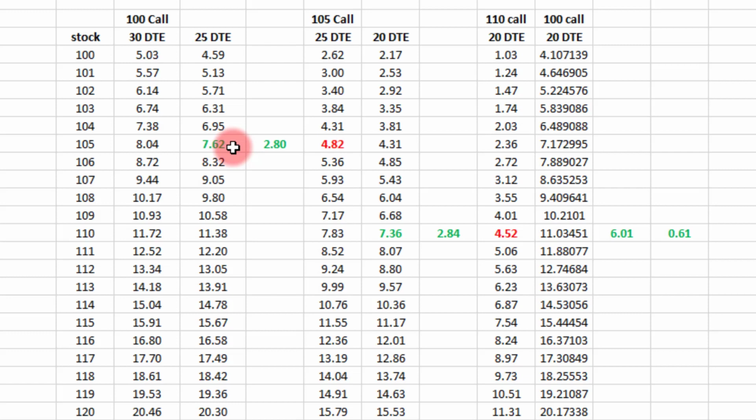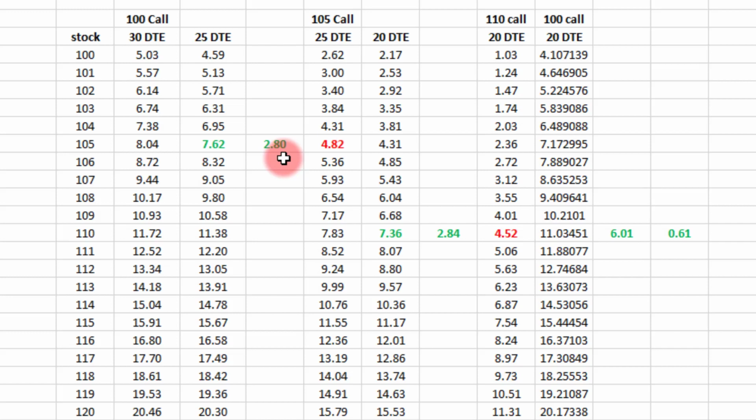If you'd like to roll it to the 105 call, we look at this column. The 105 call has 25 days till expiration, assuming we're looking for the same expiration date, and it's trading for 4.82. So you could roll this for a credit of 2.80. That's because you're selling your 100 call for 7.62, you're buying the 105 for 4.82. That's a net credit of $2.80 in your pocket.